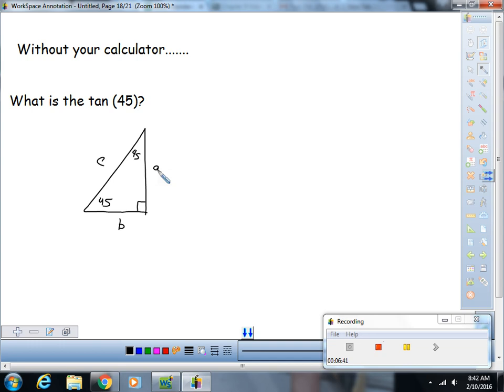Caitlin? Okay, you're in radians. Anyone that didn't get 1, I need to help show you how to change your calculator into degrees. That's one of the most important things I can show you, okay? So I'll get to that.